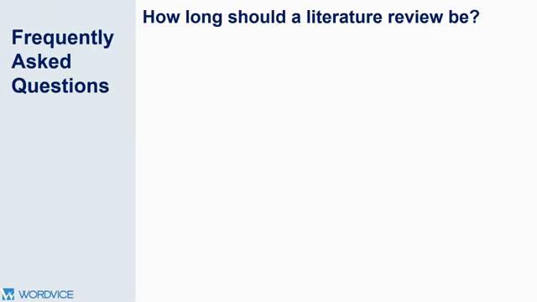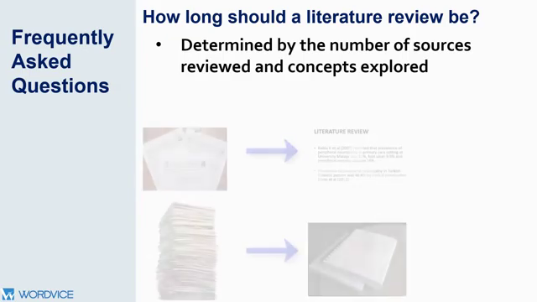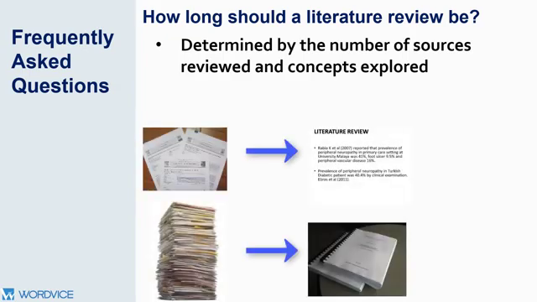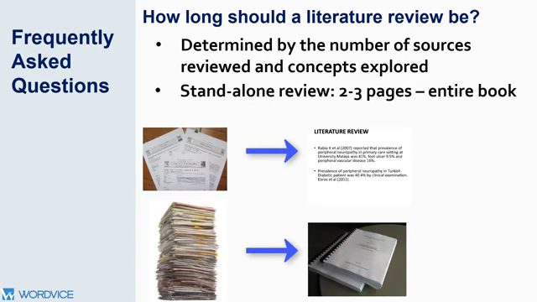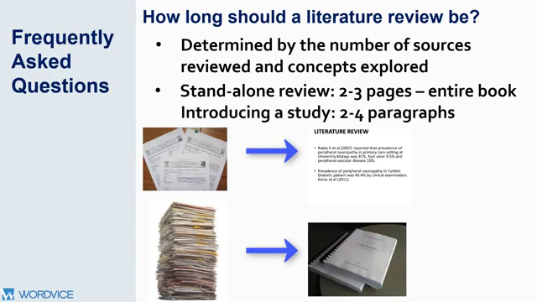How long should a literature review be? The length of your literature review will be determined by how many sources you are reviewing and how many concepts you are exploring, as well as how much tension exists between these concepts. A standalone literature review can be anywhere from 2 to 3 pages to an entire book in length. For a separate article, this section is usually no more than 2 to 4 paragraphs maximum.